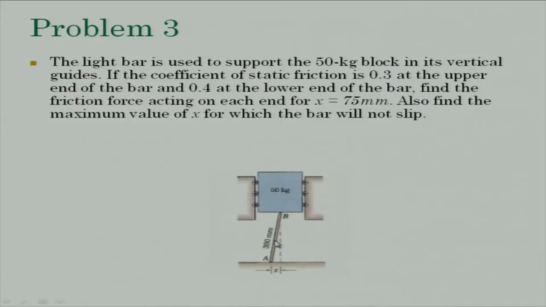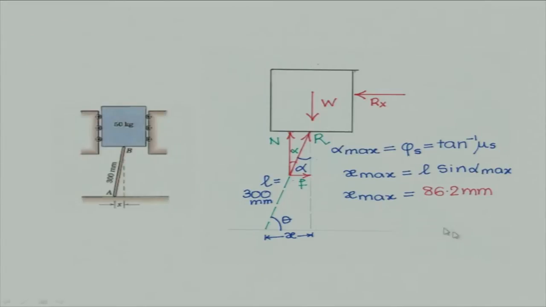So what should we compare? AB, if I just draw it here, this is the reaction that is provided. This alpha cannot be more than phi max or phi s, which is tan inverse of mu, at this contact and similarly for this contact. See the point? Yes or no?